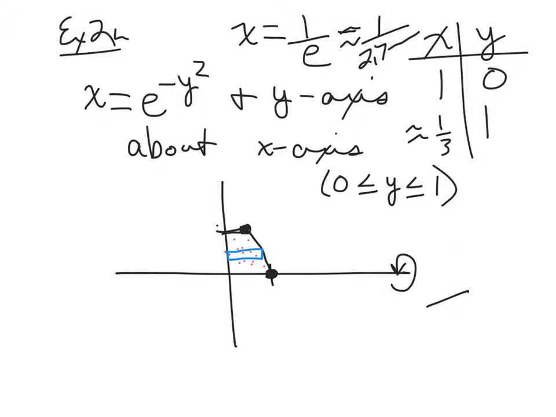So, since we're going about a horizontal axis of symmetry and we're in terms of y, we know we want to use the shell method. So we'll take 2 pi times the integral from our lowest point to our highest point because we're in terms of y. Our lowest point in our bounded region has a y value of 0 and our highest point has a y value of 1. So you're going to integrate from 0 to 1.